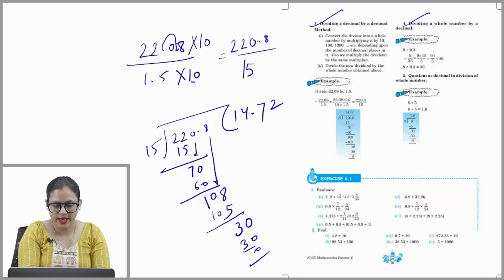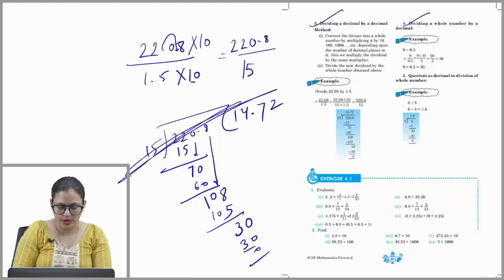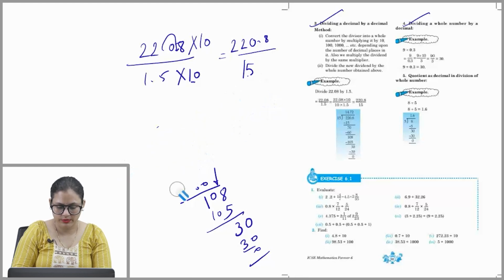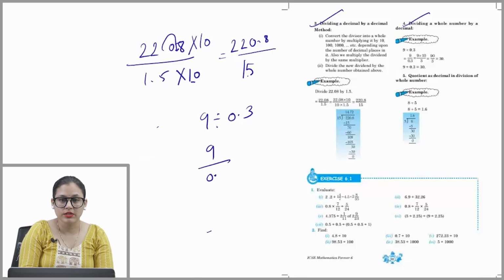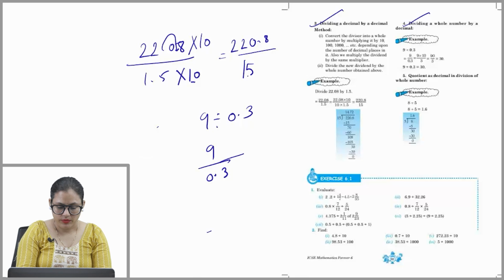Number 4, dividing a whole number by a decimal. For example, 9 divided by 0.3. So 9 by 0.3. What will you do? Multiply by 10 here and here also. So you will get 90 by 3, that is 30.